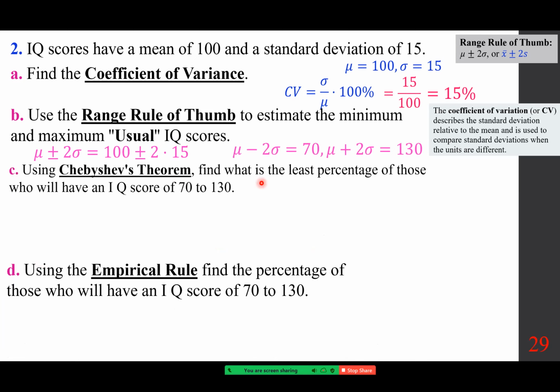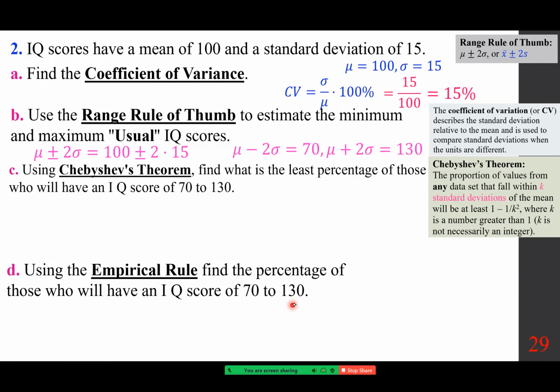Using Chebyshev's theorem, find what is the least percentage of those who will have an IQ score of 70 to 130. Using empirical rule, we want to do exactly the same thing. So the best idea about that is to understand what's Chebyshev's theorem. The proportion of values from any data set that fall within k standard deviations of the mean will be at least 1 minus 1 over k squared, where k is a number greater than 1, and it's not necessarily an integer or whole number 0, 1, 2, 3, and so forth.